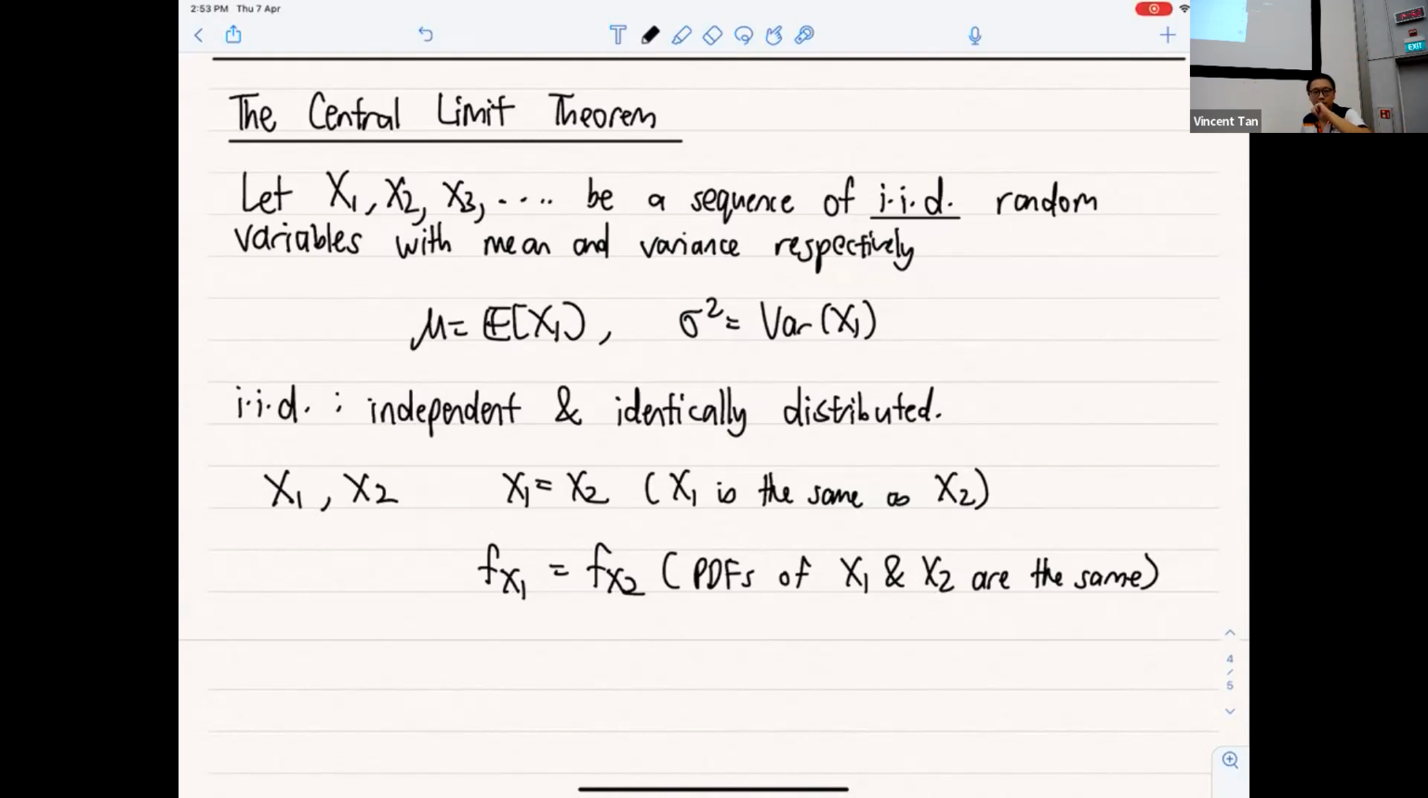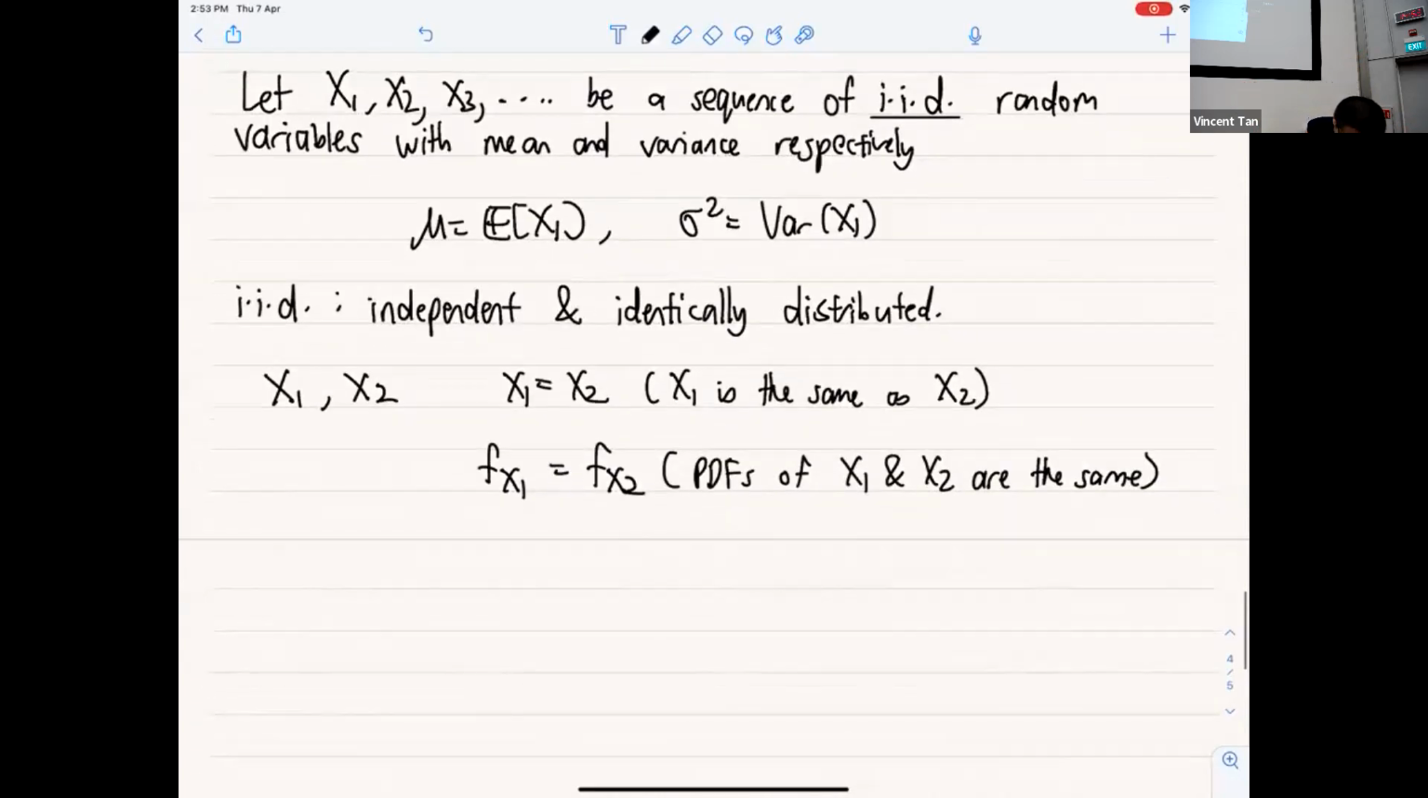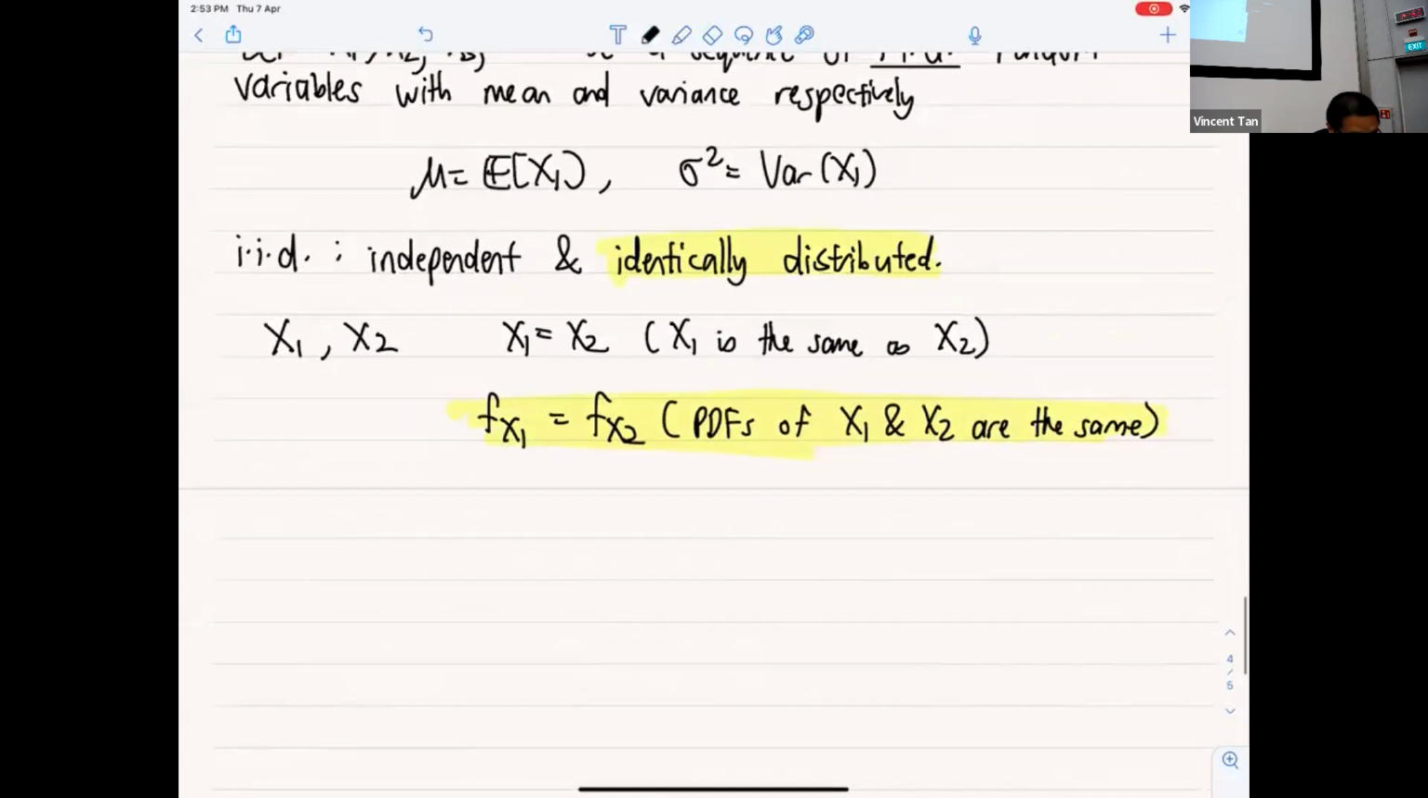Liao Xue, is this clear? Okay. So that is the meaning of independent and identically distributed. They have the same distribution or same PDF. So this one, identically distributed, refers to this situation here.